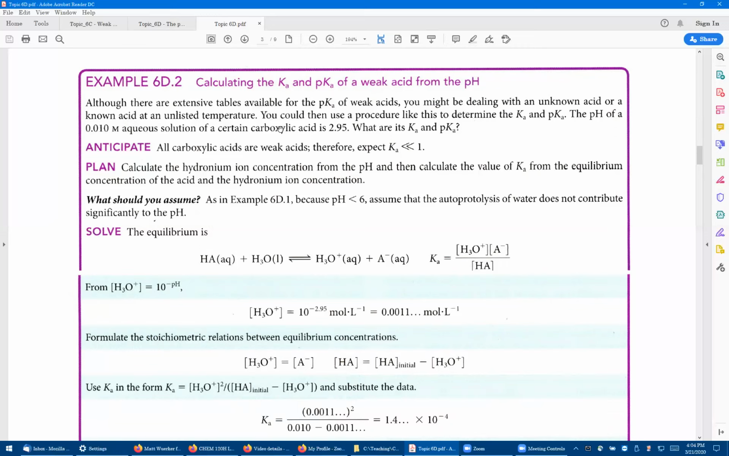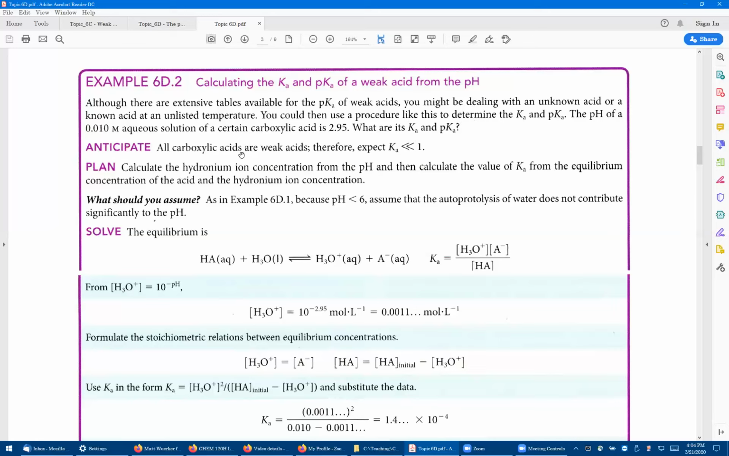So in this particular case, they're saying that the pH of a 0.01 molar aqueous solution of some carboxylic acid, you don't know what it is, because if you did, you could just look up its Ka in a table. The pH of a 0.01 molar solution is 2.95. So you're trying to find out from that information what is the Ka and the pKa, which is just minus the log of the Ka. So again, anticipating, since all carboxylic acids are weak acids, we expect that Ka will be much less than 1.